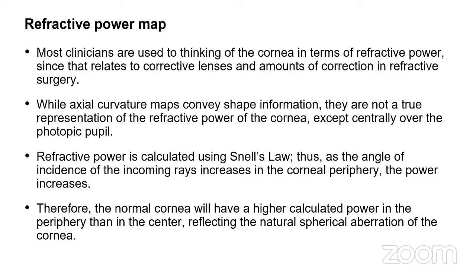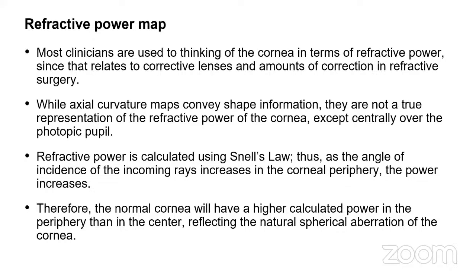Next, coming to refractive power map. Most clinicians are used to thinking of the cornea in terms of refractive power, since it relates to corrective lenses and amounts of correction in refractive surgery. While axial curvature maps convey shape information, they are not a true representation of the refractive power of the cornea, except centrally over the photopic pupil.